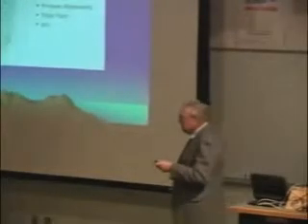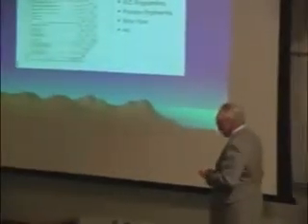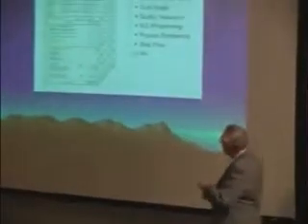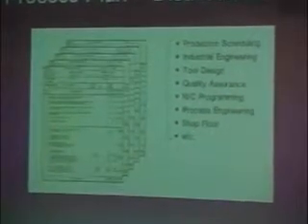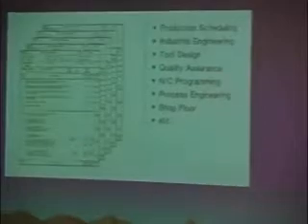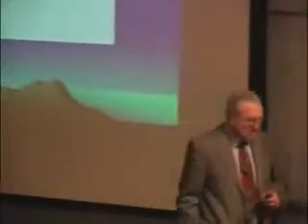Now, the reason that it's important to have a good plan is because once that plan is made, it's distributed all over the shop, all over the factory. Copies go to scheduling, to industrial engineering that deal with the time studies and so on. The tool design starts making drawings, quality assurance planning, numerical control programming, process engineering, shop floor, etc. So once that goes out, it's beginning to have a big effect on the whole enterprise. And if it's wrong or less than optimum, the enterprise can suffer. So that was a good motive to do this.